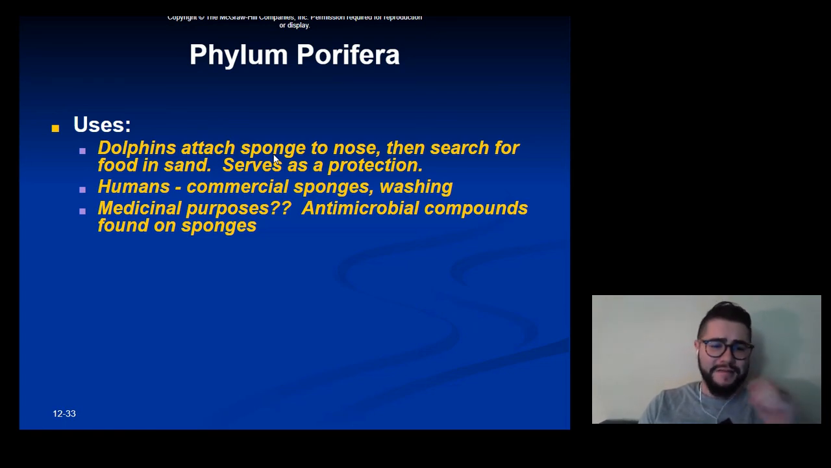Humans obviously have commercial uses for sponges. You can go to Bed Bath and Beyond and buy a once living natural bath sponge. That's different than the sponge you have in your kitchen, which you use to wash dishes. Those sponges are mainly made of cellulose fibers, and those were never living. Sponges also have some medicinal purposes. There are antimicrobial components found in sponges that have been used to develop things like industrial cleaners, or medicines and things like that.